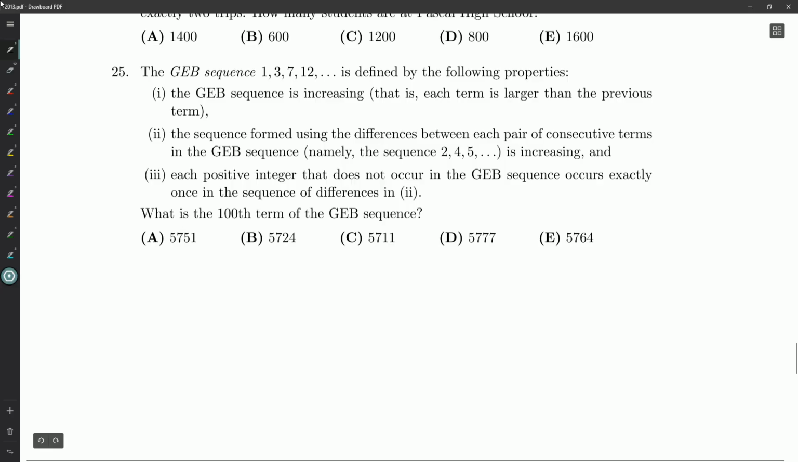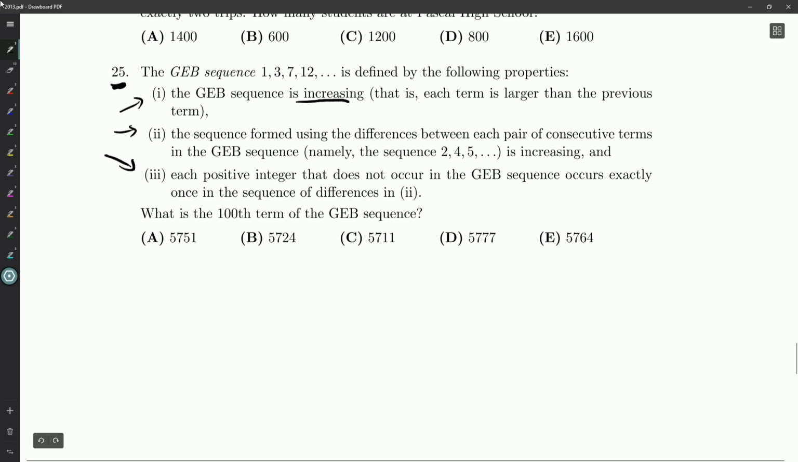Root Beer here, looking at question number 25, the very last question on our 2013 Pascal paper. The GEB sequence, 1, 3, 7, 12, is defined by the following. Looks like we've got three properties. So the sequence is increasing. We can see that already.